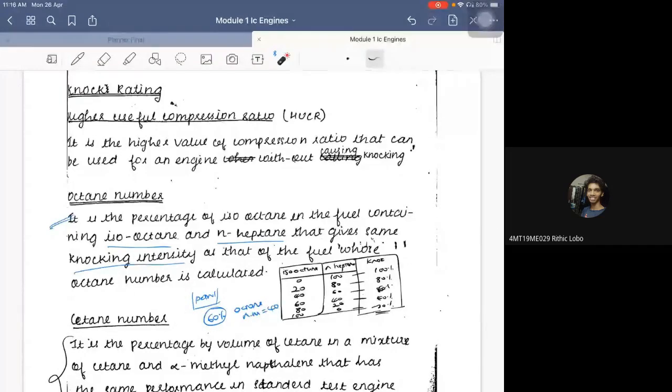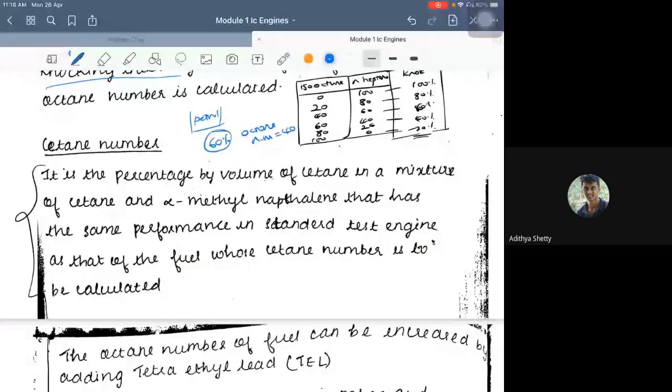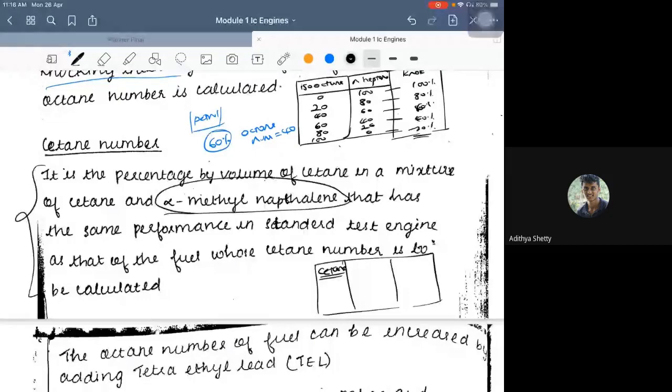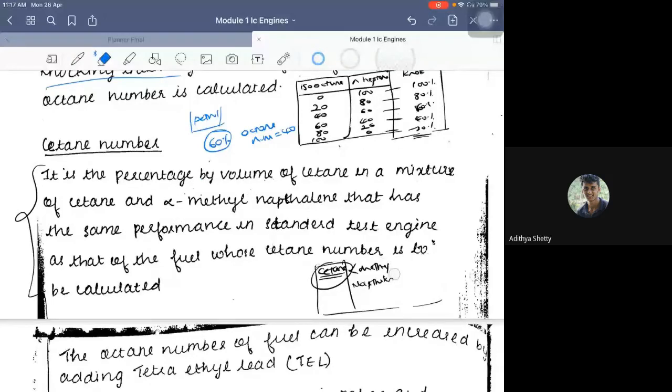Everyone understood how to calculate octane number? Very good. So this octane number is used for petrol. Similarly, when you go for diesel, you will use the same principle, but here you will use different mixtures. One chemical is cetane and the other is alpha methyl naphthalene. Between these two chemicals, again you prepare a chart and know the knocking intensity, then note the knocking intensity of the diesel to be tested and come back reversely to know the cetane number. So cetane number is calculated for diesel and octane number is calculated for petrol.